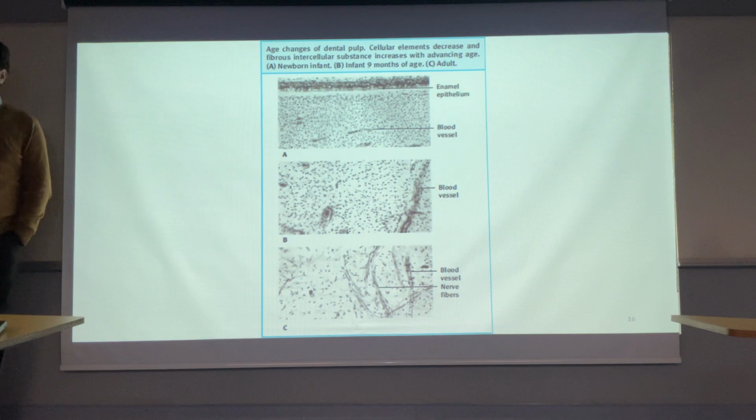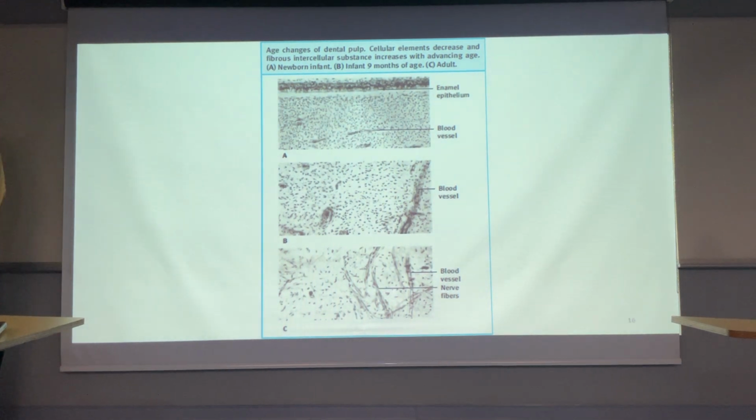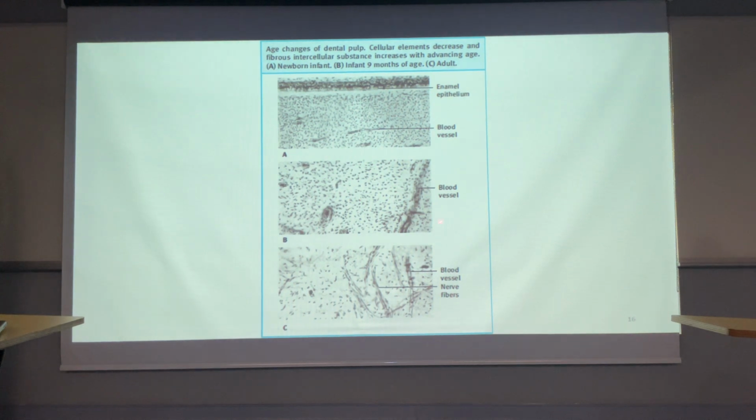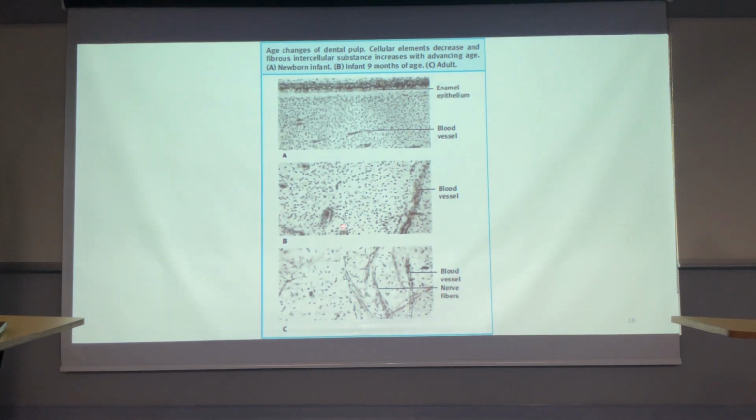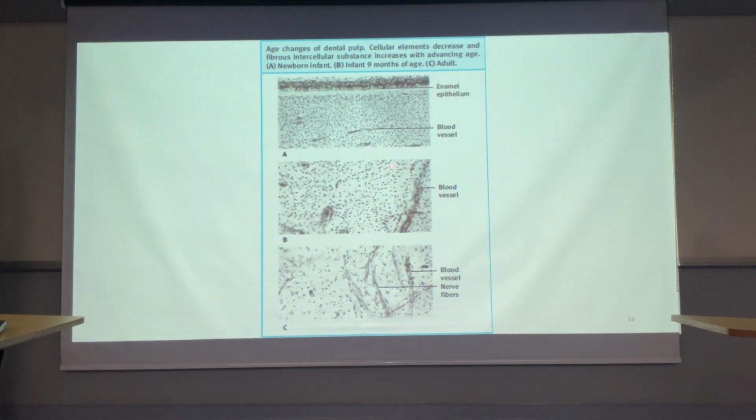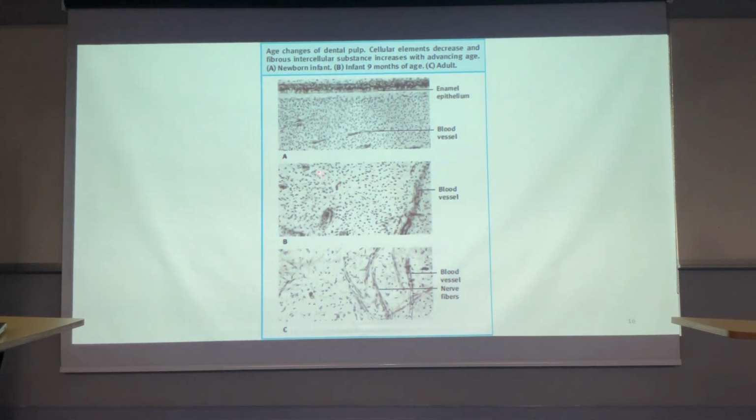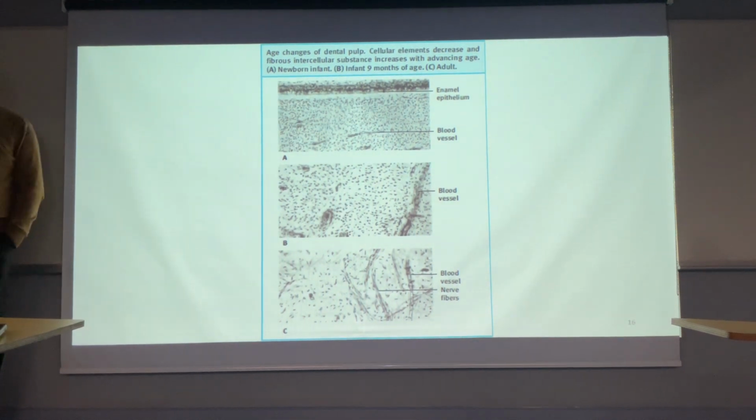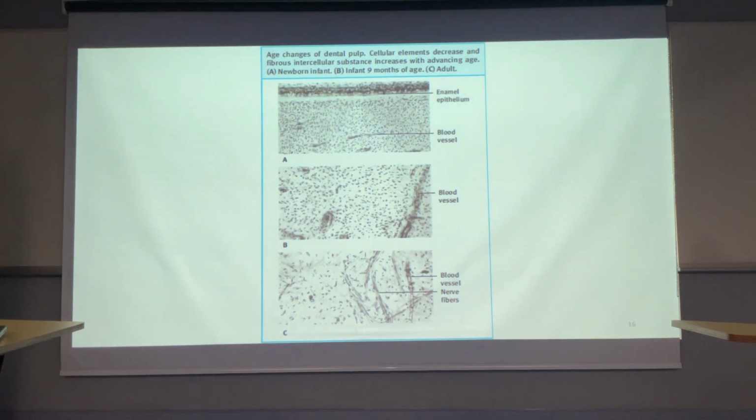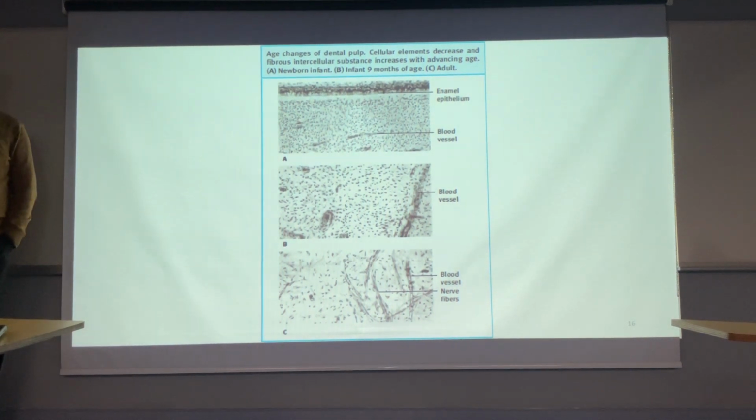But with completion of the structure of dentin and teeth, our cells and our pulp tissue volume decrease within 9 months, and in adults we have only normal loose connective tissue in the pulp with very little function. Okay?